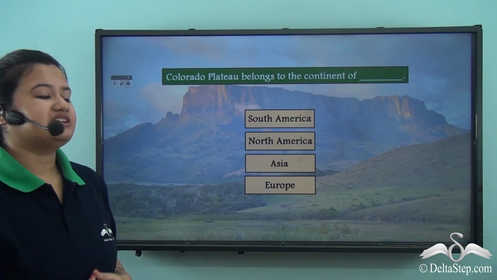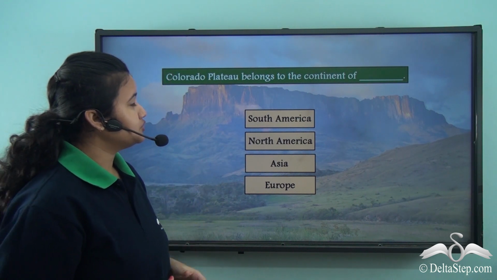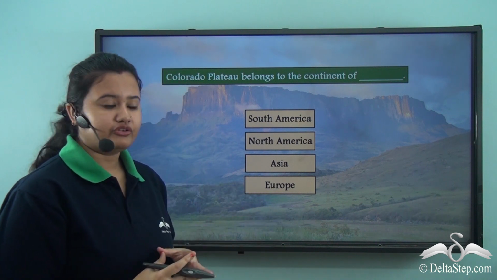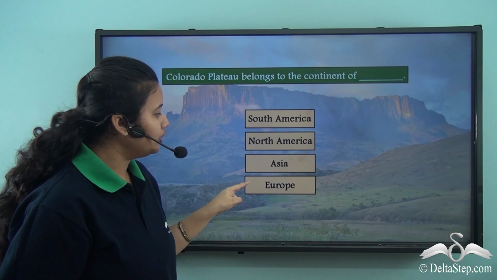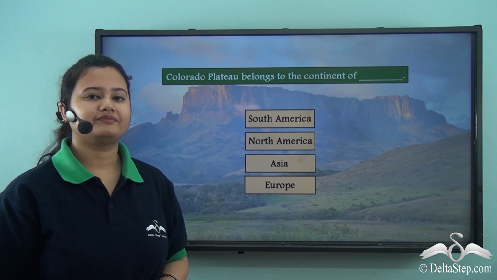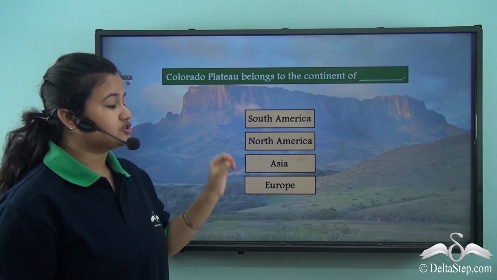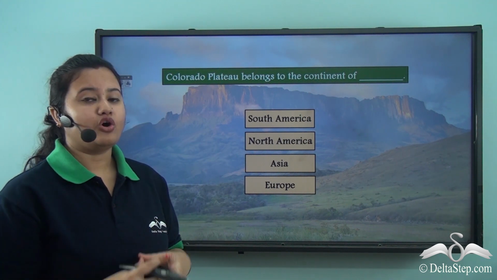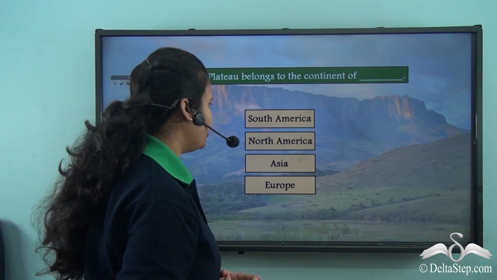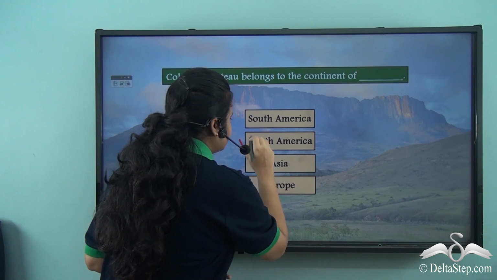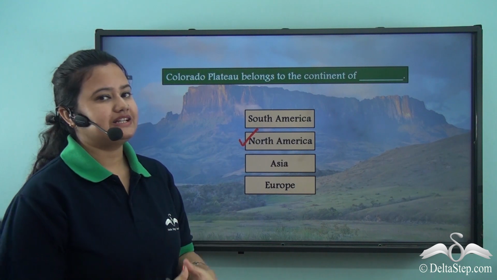Well, before proceeding with our lesson, let us try to answer this objective. Colorado Plateau belongs to the continent of: the options given are South America, North America, Asia or Europe. We just read that Colorado Plateau, which is an example of dissected plateau, belongs to the continent of North America. So the correct option is North America. Now let's continue with our lesson.